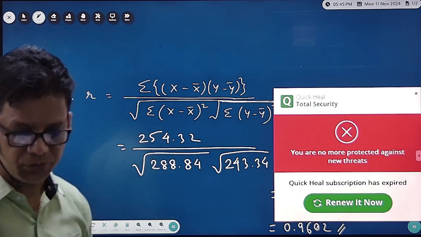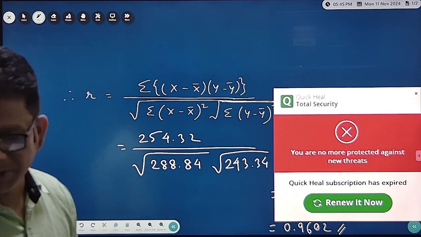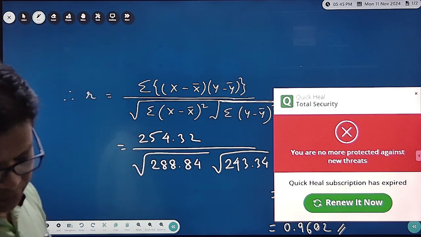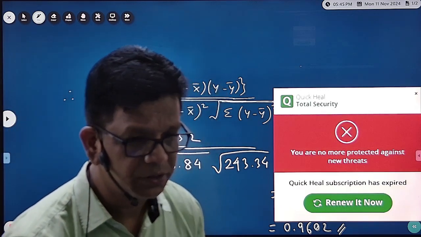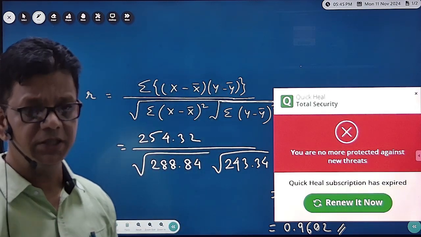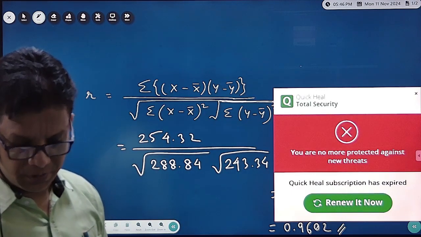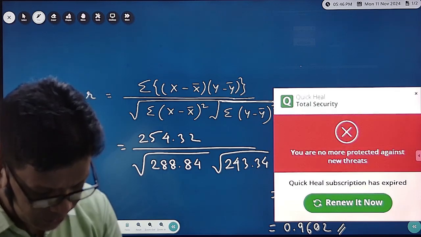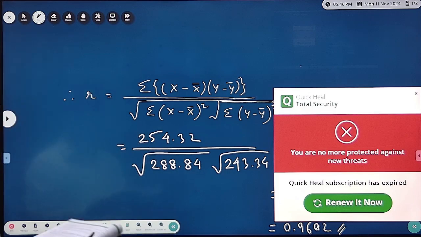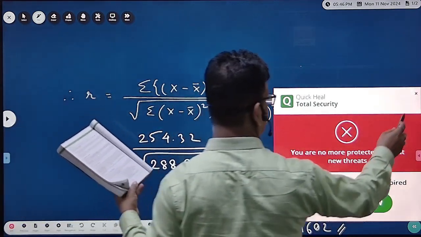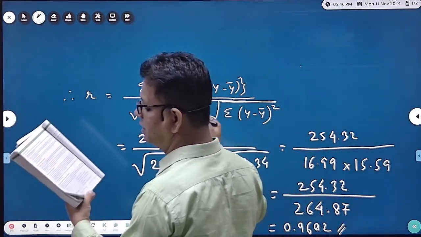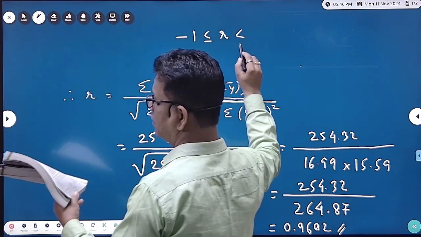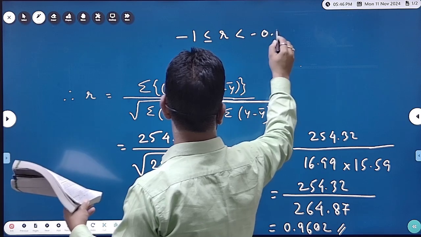Which of the following is true? Second last, on the next page, where minus 0.5 is less than r less than 0. The question will directly give all these intervals. Number 6 I have already corrected. The correct number 6 is minus 1 less than or equal to r less than minus 0.75. So this is wrong there.